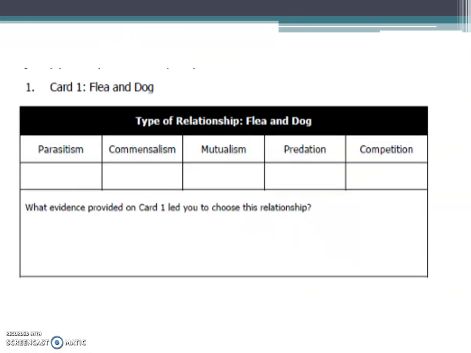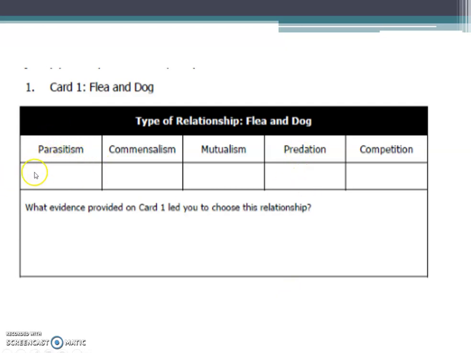Okay, so I'm going to go over some practice cards with you. Certainly pause it before I give the answer to make sure that you understand it. Okay, so if we have a flea that's living on top of a dog or in the skin of a dog, what type of relationship would that be? So think what a flea does, right? It sucks the blood from the dog. So what type of relationship would that be? Parasitism, commensalism, mutualism, predation, or competition? Go ahead and pause at this point and make sure that you find the answer out on your own.